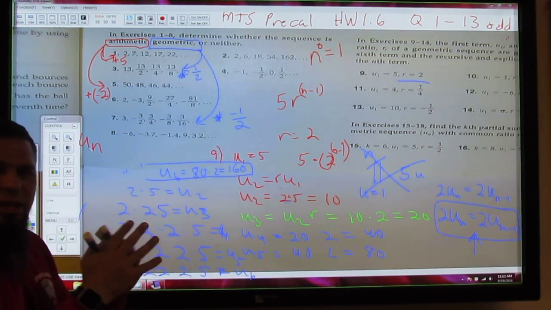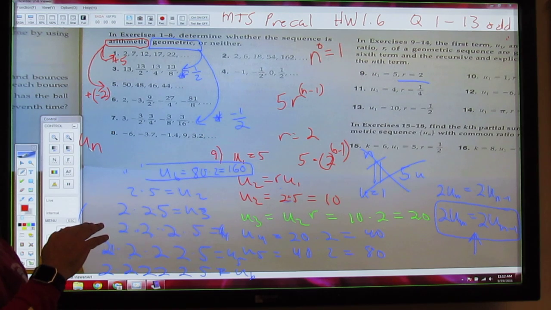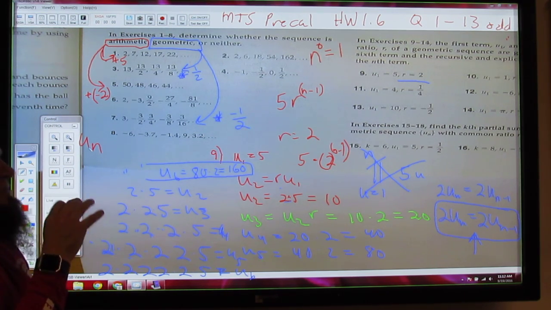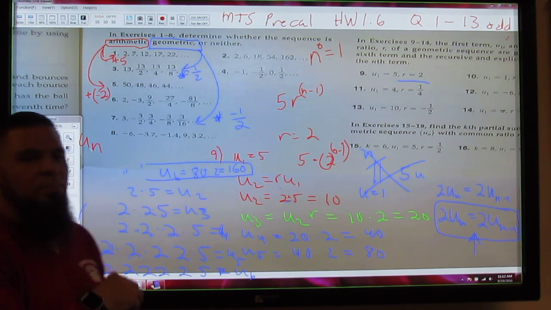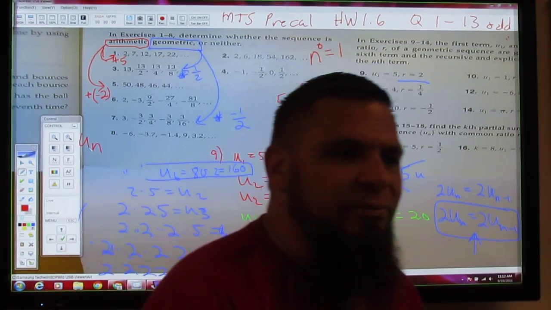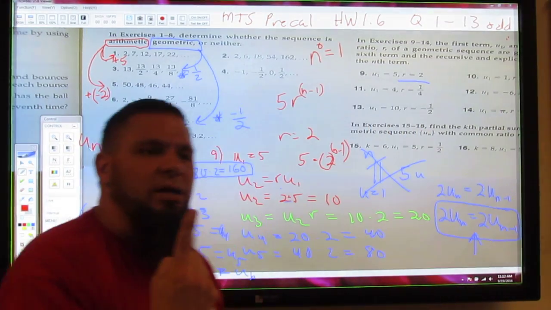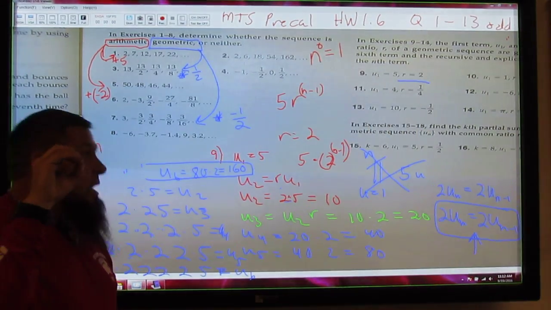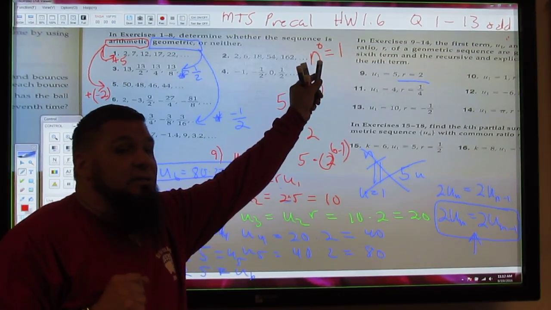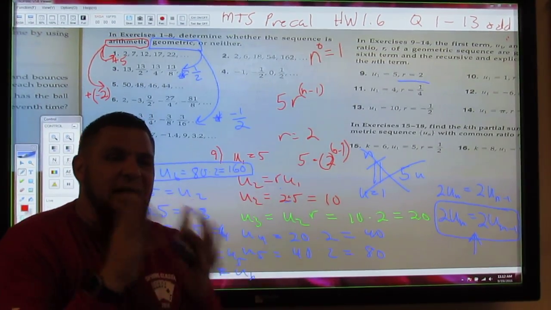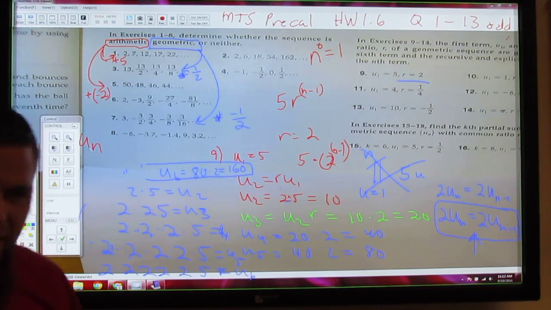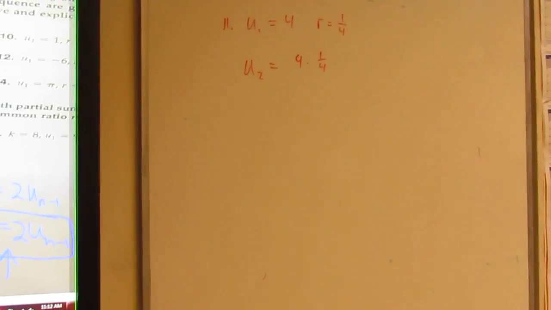U to the n, or what? 5 times r to the n. When I plug in the 1, we found that 1 minus 1 is what? 0. And anything raised to the 0 power is equal to 1. That's what makes this thing easy. Okay? Now, we covered all that. Now it's time to cover this.